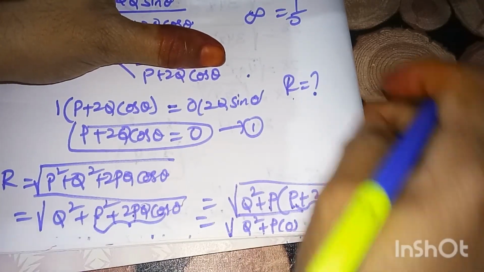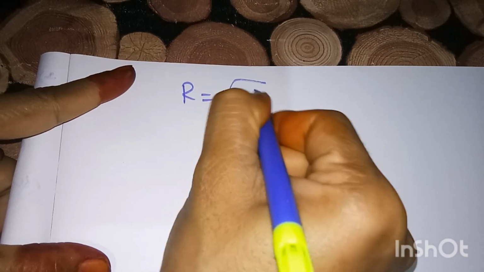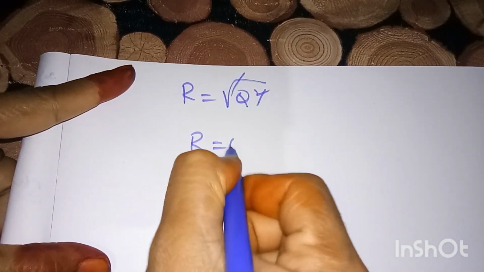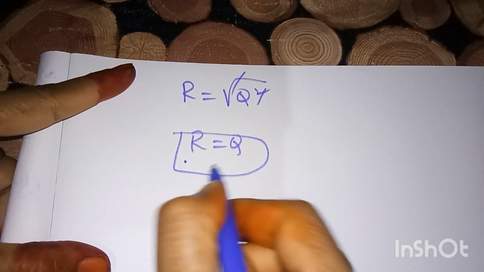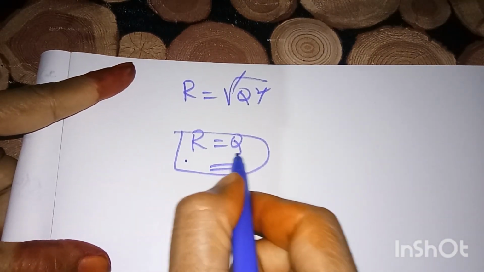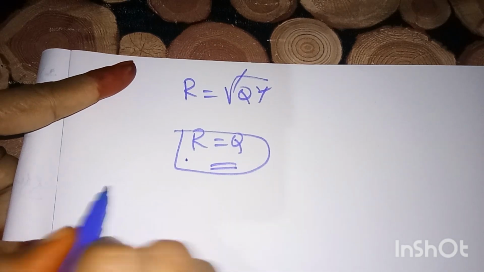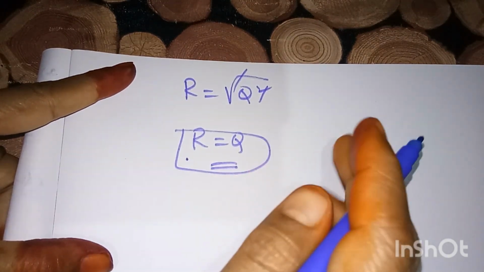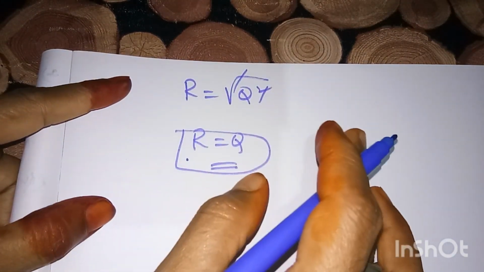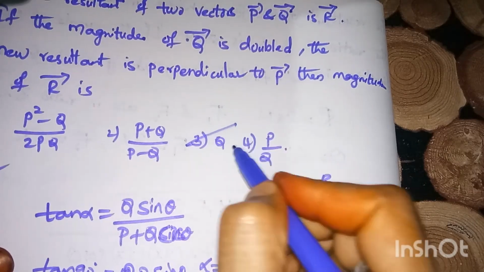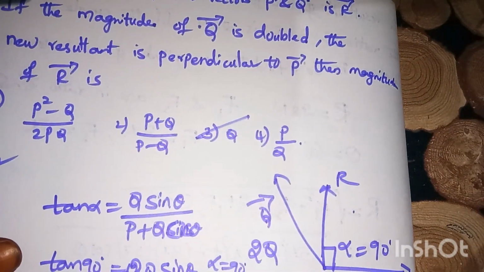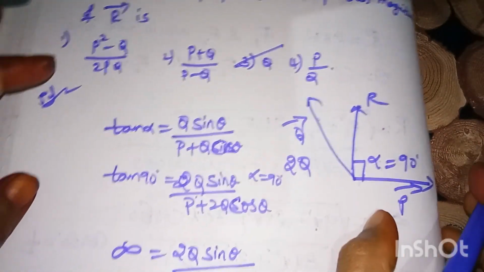So what you will get here is R equals under root q square. The square root will be cancelled, so R equals q. The new resultant is R equals q. The magnitude of the resultant is equal to the magnitude of the second vector, that is q, when the magnitude of q bar is doubled and R is perpendicular to p bar. So the answer will be R equals q. These are some problems based on the parallelogram law.